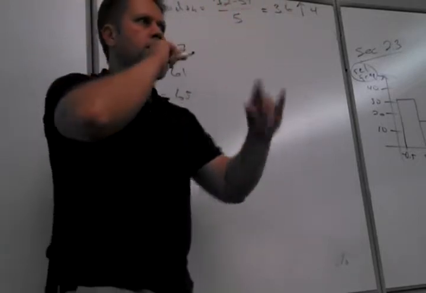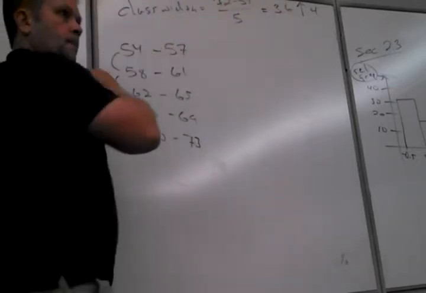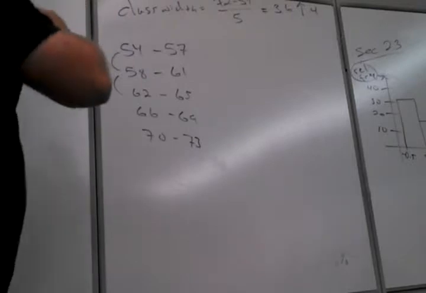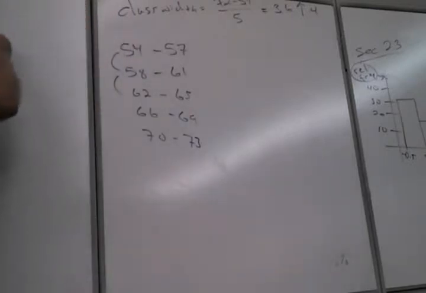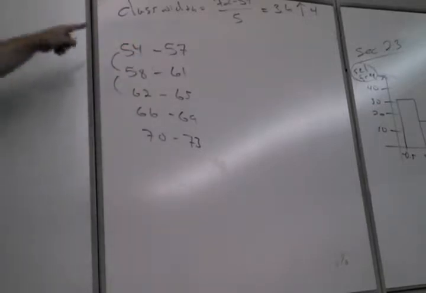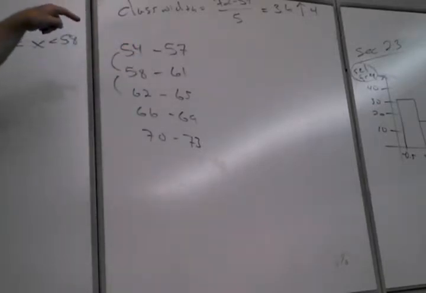Okay, it would look different if we did your method, though. It would be 54 less than or equal to, and it would be 58 at the end. Yes, cool. These actually mean exactly the same thing, though, right? They mean exactly the same thing, especially because there's no decimal data that I'm working with.